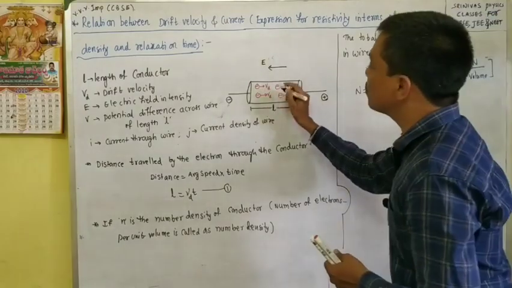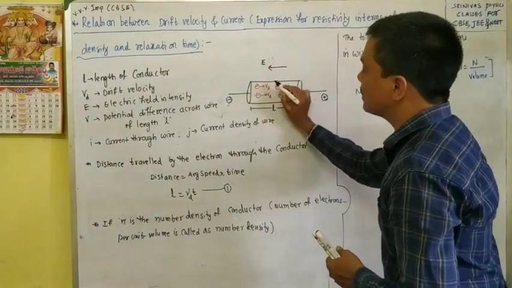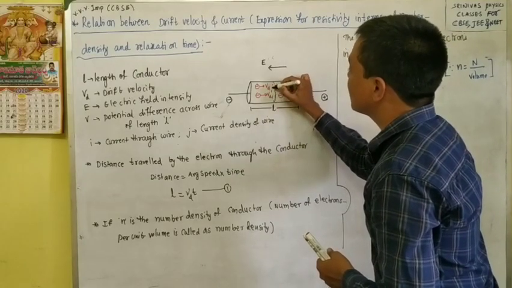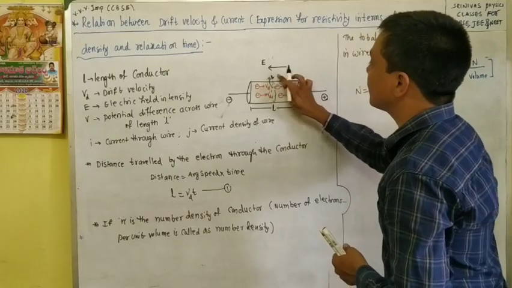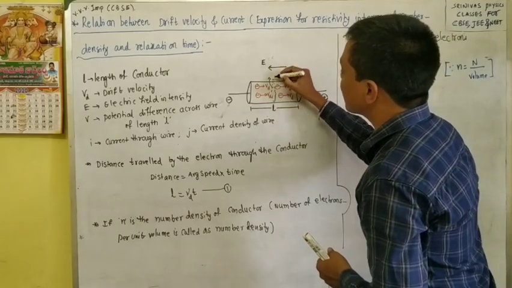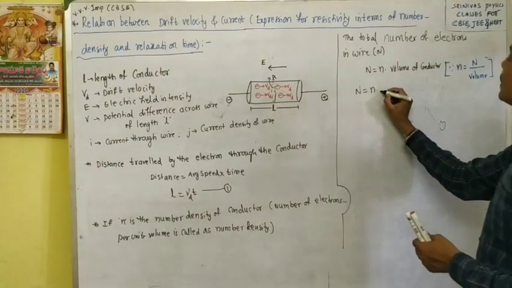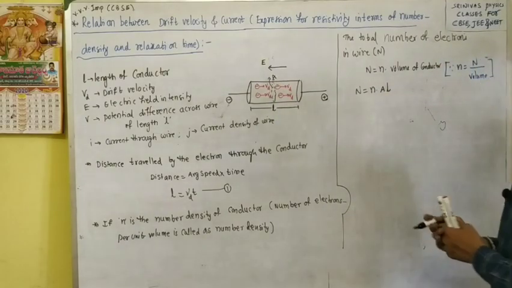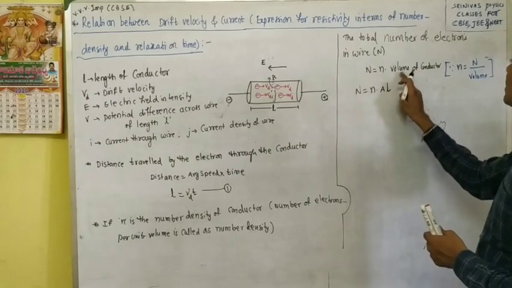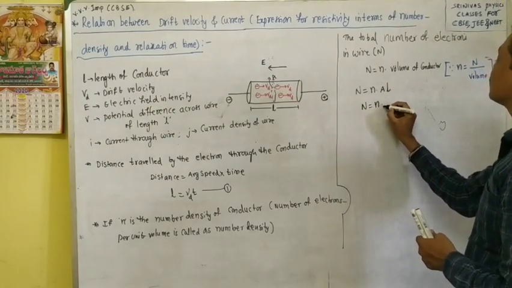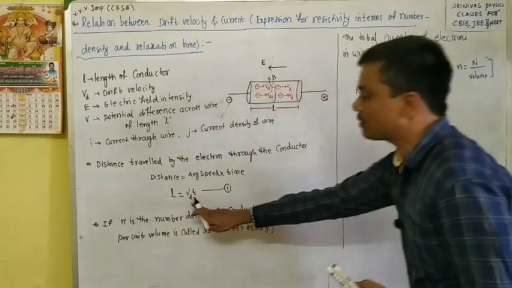Volume is, this is just like a cylinder, right? Its area of cross section we will take as capital A, and length L. Area of cross section into length, AL we write. Volume is area into length. But here capital N is equal to small n into A into L, we write from equation 1.